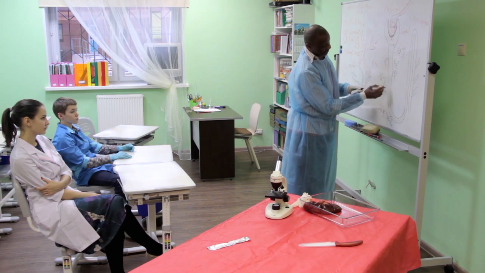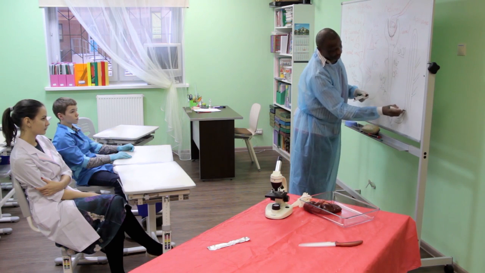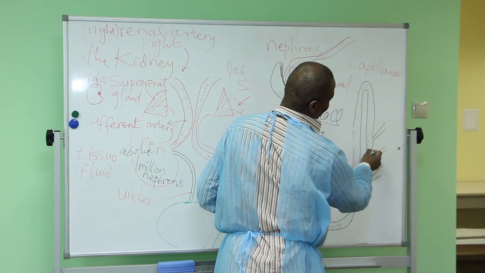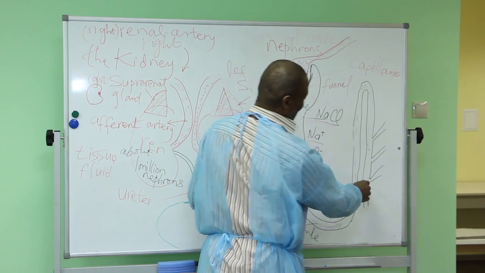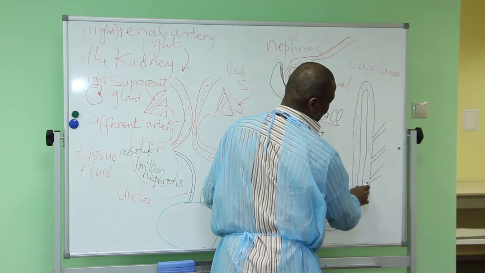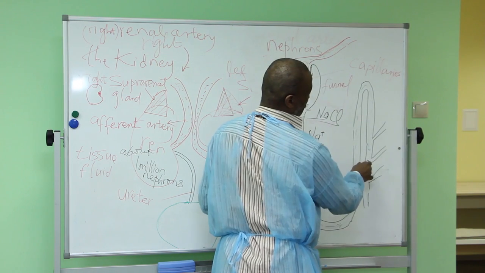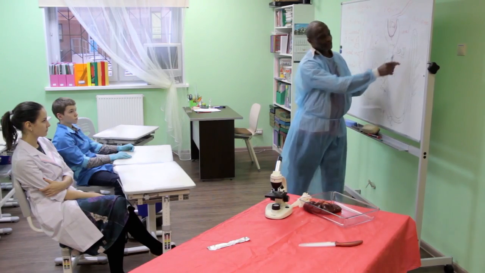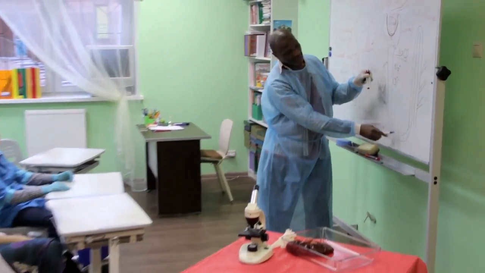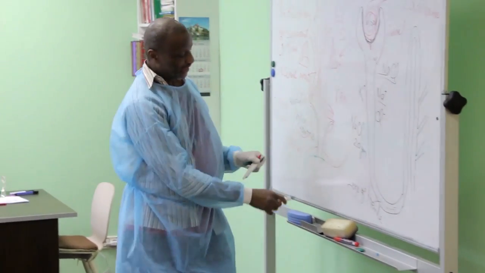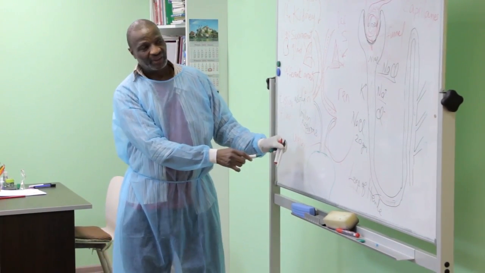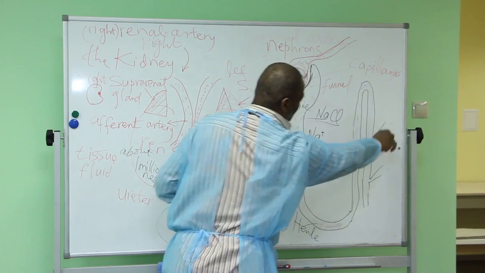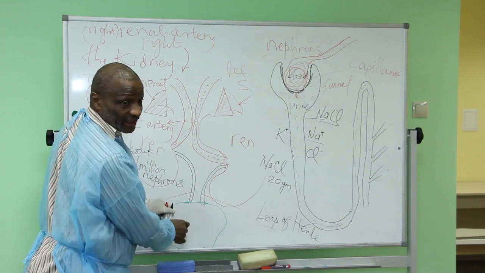Let's see how it goes. It keeps going up to here. Then from here, over here, it will pass out to be urine. And as this urine is passing out, it's being collected here. So these are tubes that come together here.